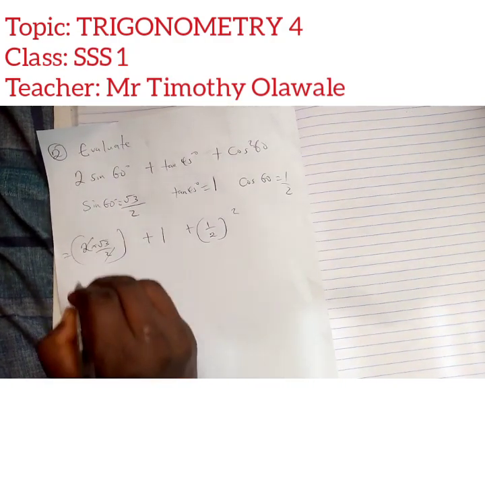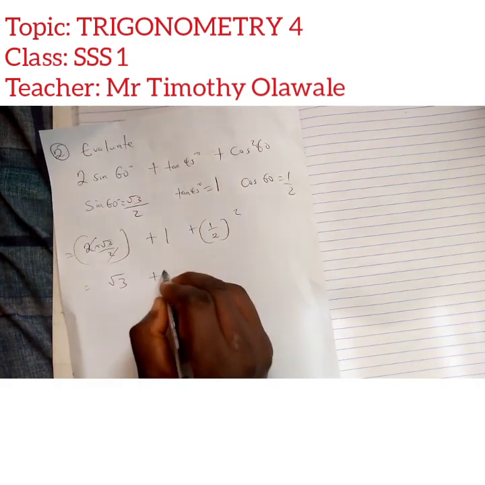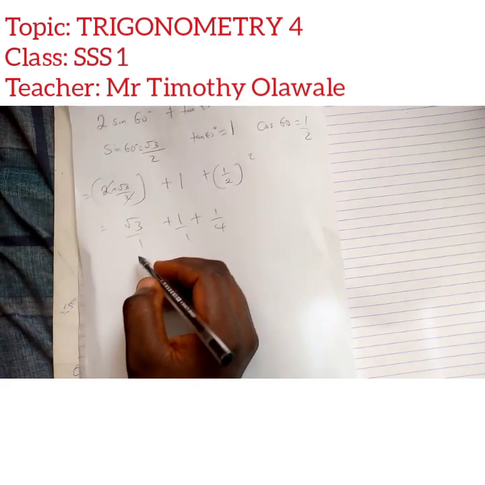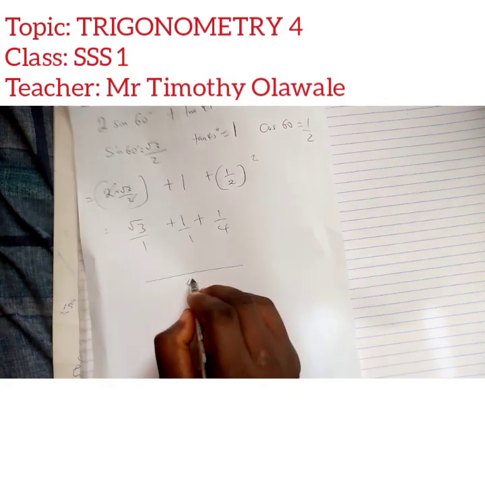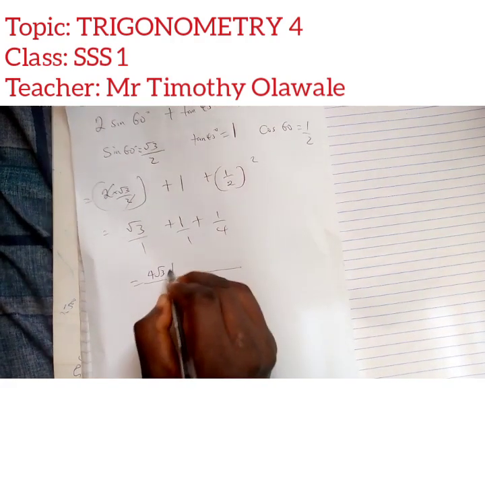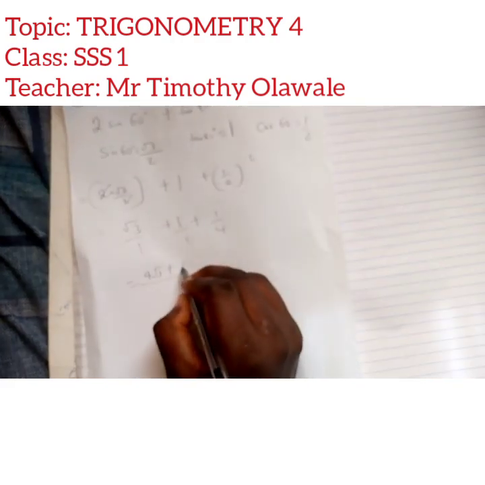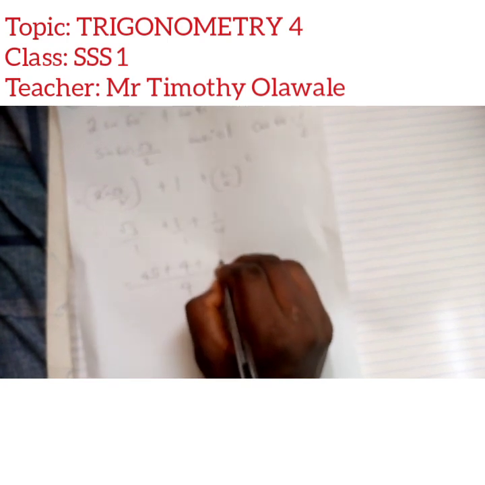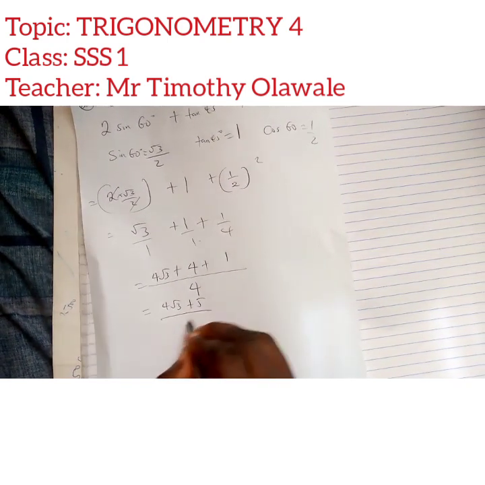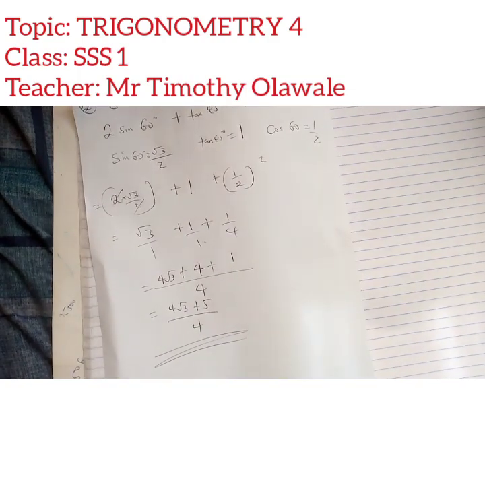So 2 cancels 2 here. We have root 3 plus 1 plus 1 over 4. We can find the LCM. Okay, the LCM is 4. 1 in 4, 4 times root 3, 4 root 3, plus 1 in 4, 4 times 1, 4. 4 in 4, 1, 1 times 1, 1. So we have 4 root 3 plus 5 over 4. And that's the answer.